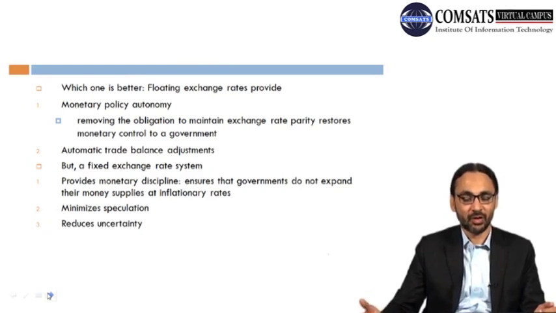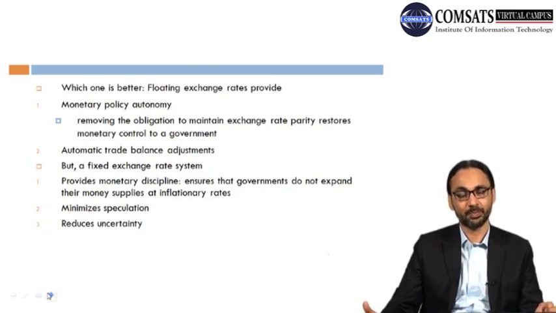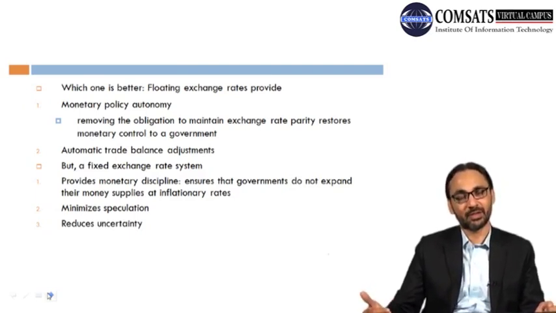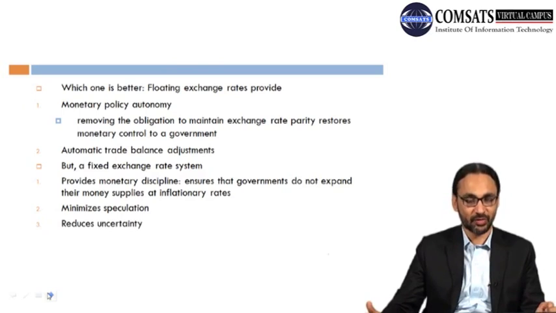Monetary policy autonomy removes the obligation to maintain exchange rate parity and restores monetary control to the government. Rather than the IMF or other countries controlling your monetary policy, the government controls its own monetary policy under the floating exchange rate system. Second, under the floating system, trade balance adjustment happens automatically. On the other hand, the fixed exchange rate system provides monetary discipline, ensures that governments do not expand their money supply at an inflationary rate, and minimizes speculation and reduces uncertainty.